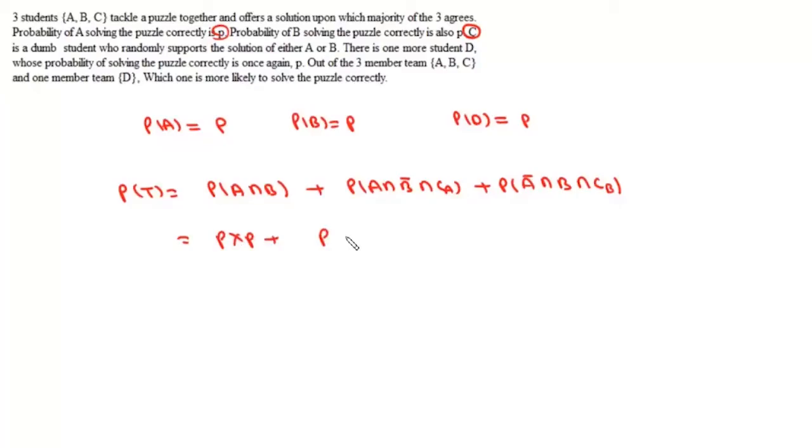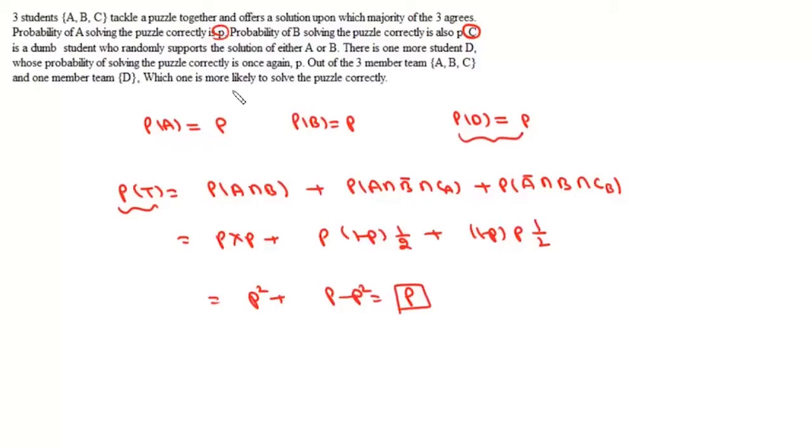Now this is P, and then probability of B not will be 1 minus P, and C supporting A is 1 by 2. And the same way, again these events are independent. P(A not) will be 1 minus P, probability of B will be P, and C supporting B will be simply 1 by 2. So it will be P square, and here will be P times (1 minus P), which is P minus P square. So the probability that the team is going to get it right is P, and the probability that D is going to get it right is also P. So both the teams are equally likely to solve the puzzle correctly, so there is no advantage to any of the teams.